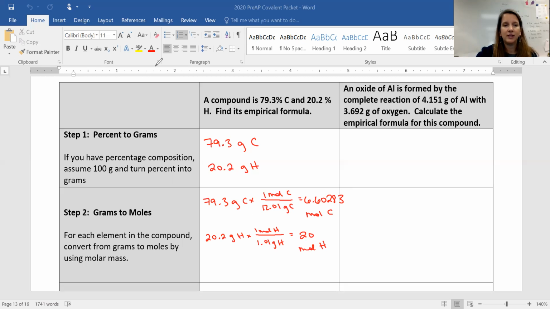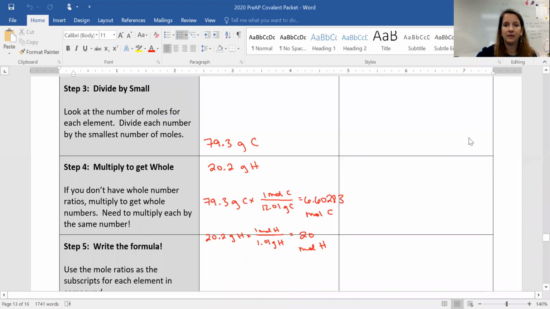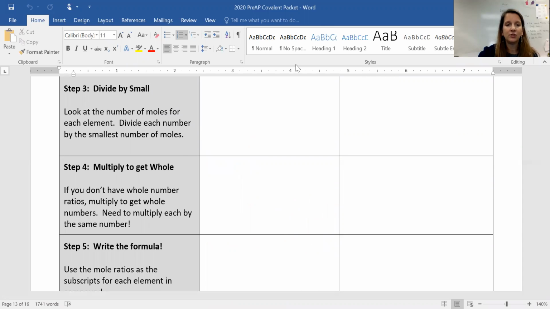So then our next step is going to be divide by small. Okay? So you take your moles here. So we had 6.60283 moles of carbon, and we had 20 moles of hydrogen. And you divide both of these by the smallest value. So we're going to divide both of these by 6.60283.